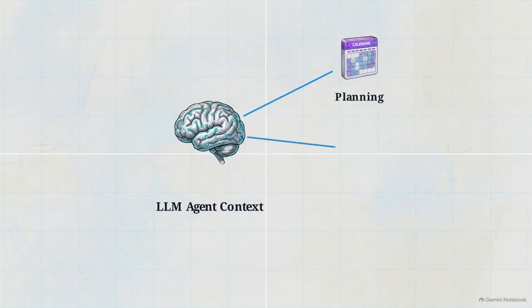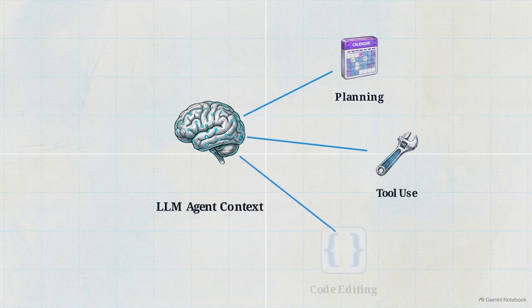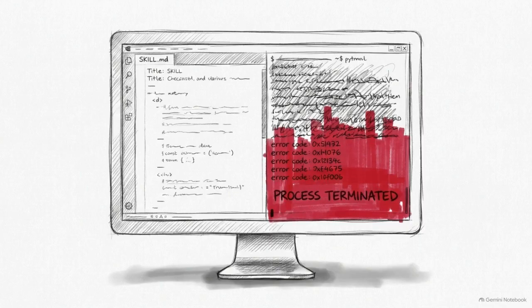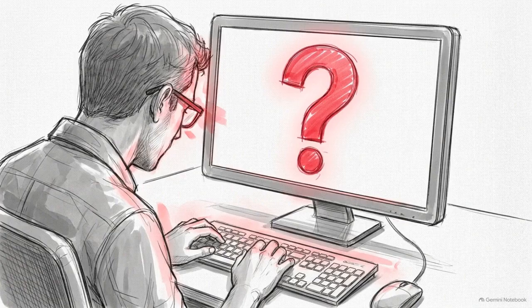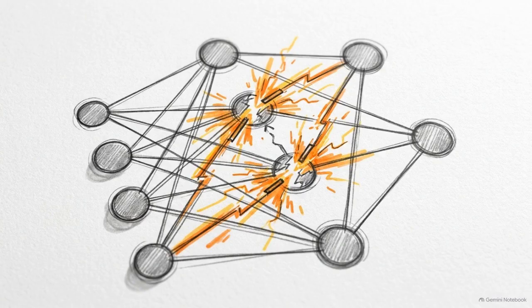These are typically organized around a skill.md file, loaded directly into the agent's context, shaping how it plans, uses tools, and edits code. But when an agent fails a task with one of these skills loaded, the developer faces an immediate engineering problem. You cannot automatically conclude the skill caused the failure.